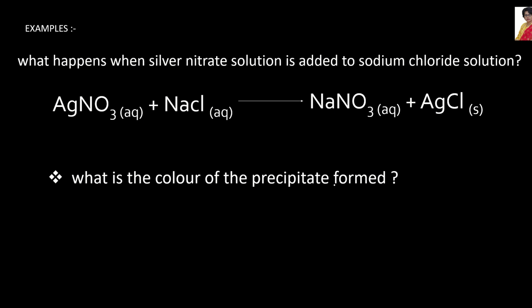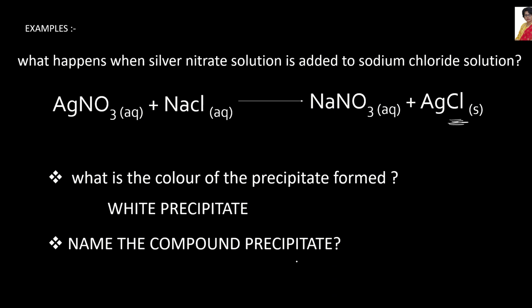What is the color of the precipitate formed? The color of the precipitate is white. Name the compound precipitate. The compound precipitate is silver chloride.